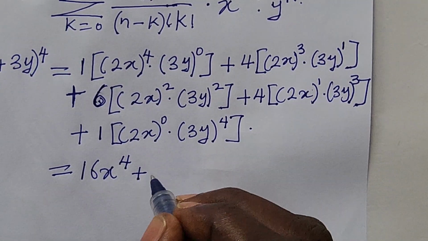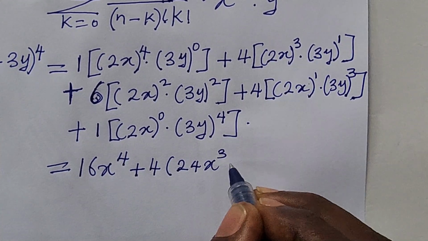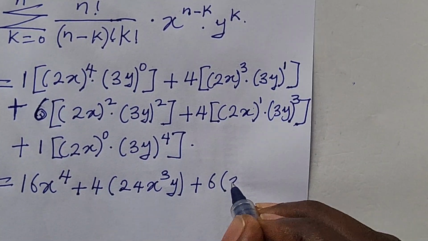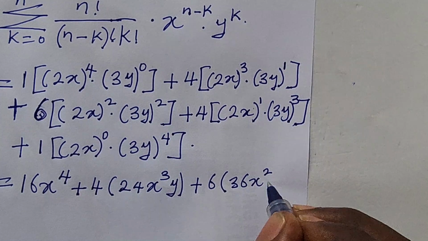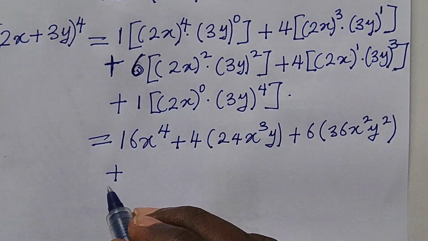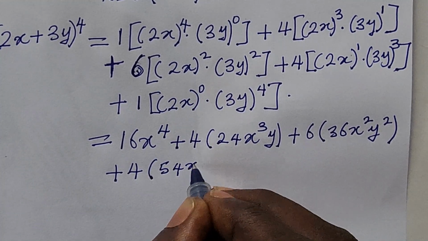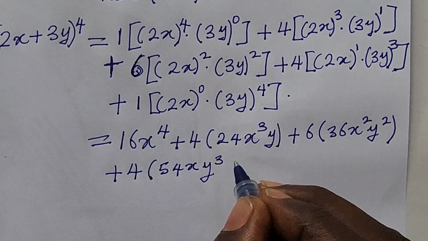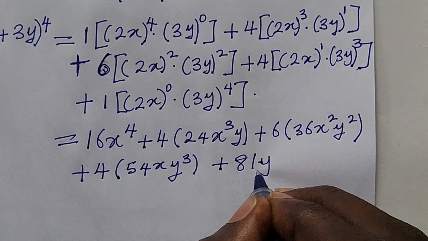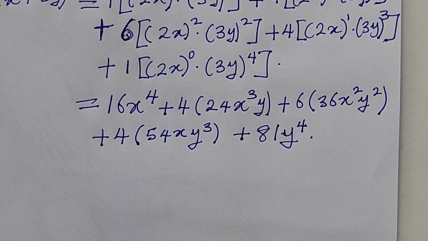Then plus the next one will give us 4 bracket 24x to the power of 3 y, close bracket, plus the next one we have 6 bracket 36x squared y squared, close bracket. Then plus 4 bracket 54xy to the power of 3, close bracket, plus 81y to the power of 4. All right, so let's proceed from here again.